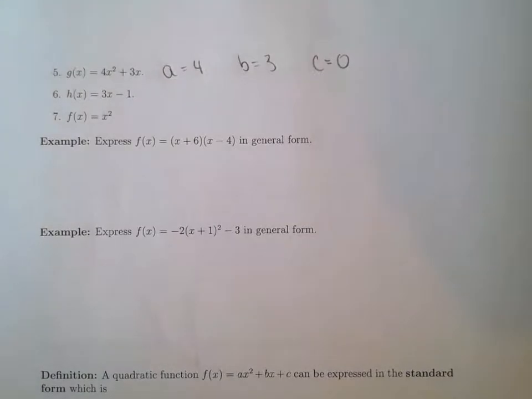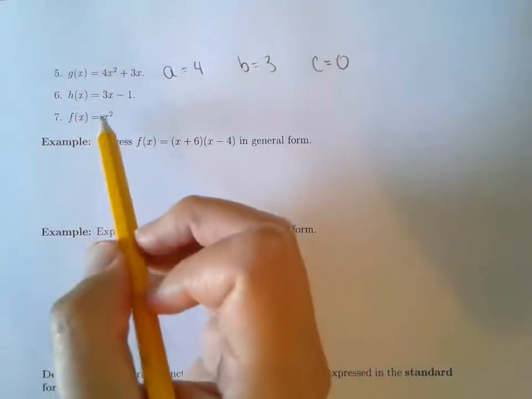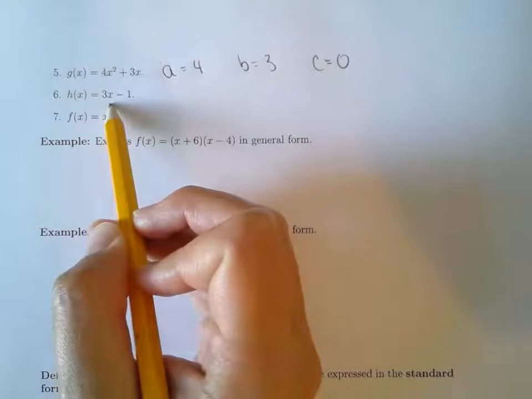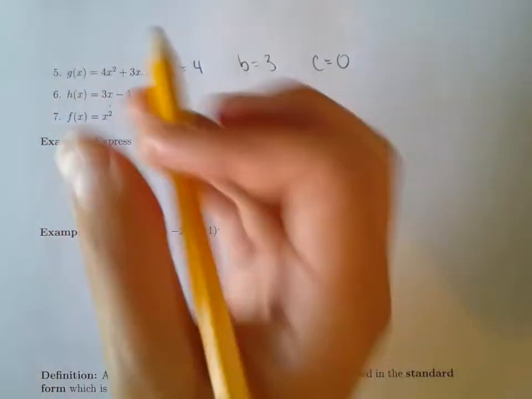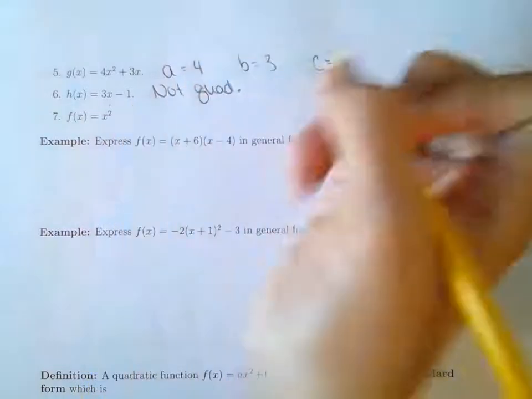Number 6, h of x equals 3x minus 1. This is not quadratic. If you said it were quadratic, a would be 0 here since we don't have an x squared. And looking at the definition, it says a can't be 0. So this is not quadratic. We know what kind of function this is. It is linear.